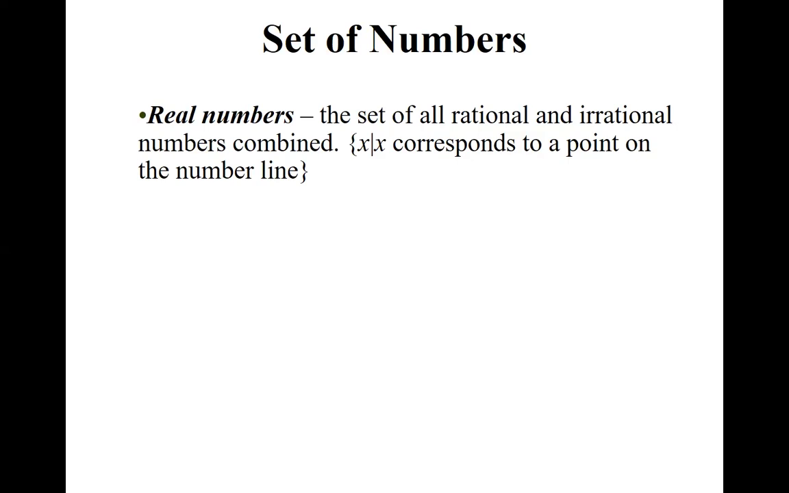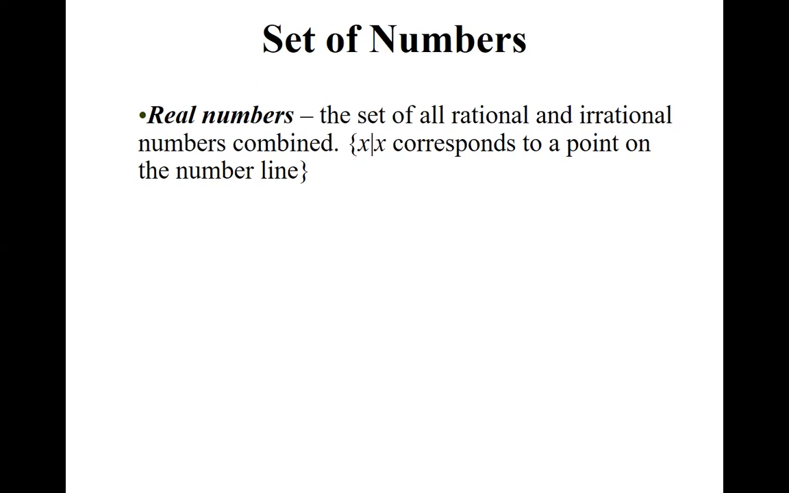The next group of numbers we're going to talk about are real numbers. Real numbers are the set of all rational and irrational numbers combined. In other words, if it can exist on the number line, if you can visualize it on the number line, it's a real number. The set of all x such that x corresponds to a point on the number line.